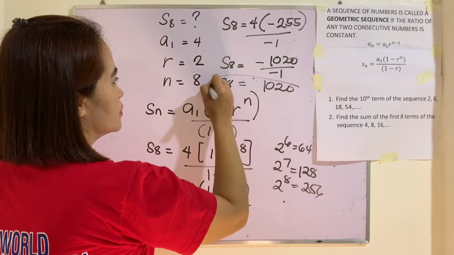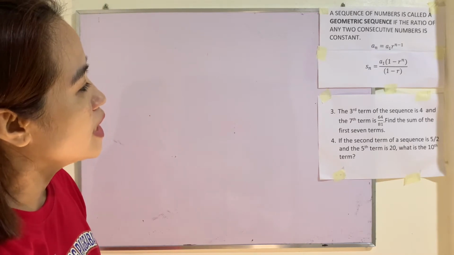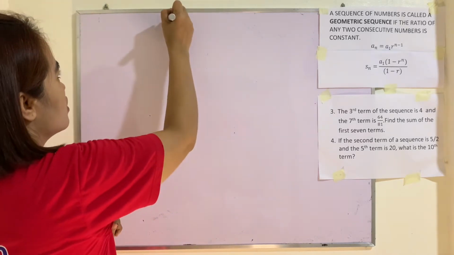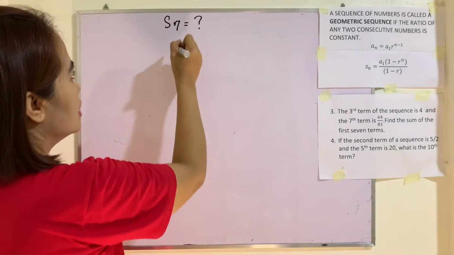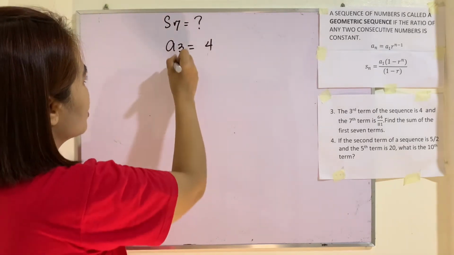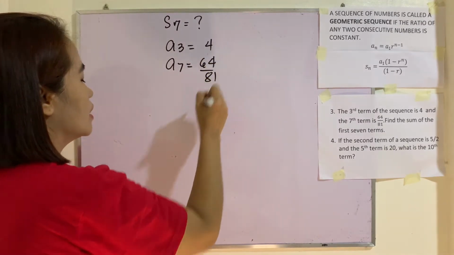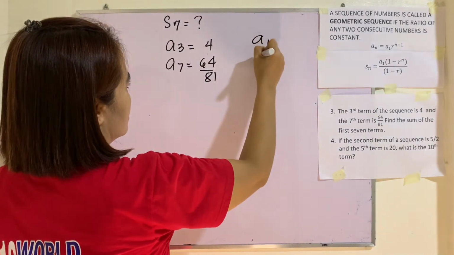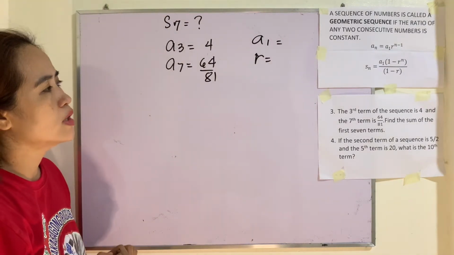Example number 3. The third term of the sequence is 4 and the seventh term is 64 over 81. Find the sum of the first 7 terms. So S sub 7 is what we are looking for. And then we have A sub 3 given 4. And then we have the 7th term, A sub 7 is 64 over 81. We do not know yet our A sub 1 and our R. R is the common ratio, and our A sub 1 is the first term.